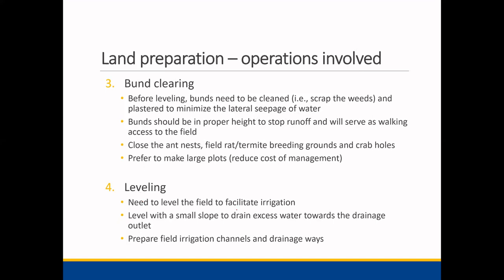Why? Because you have to facilitate the irrigation. If you level the field, you can provide homogeneous irrigation, a proper irrigation. When you level the land, you have to maintain a small slope, because always remember you have to remove the excess water from the field, through the drainage outlet. If you have an opportunity to see a land preparation operation in a rice field, you will see they make small field channels that will bring the water.